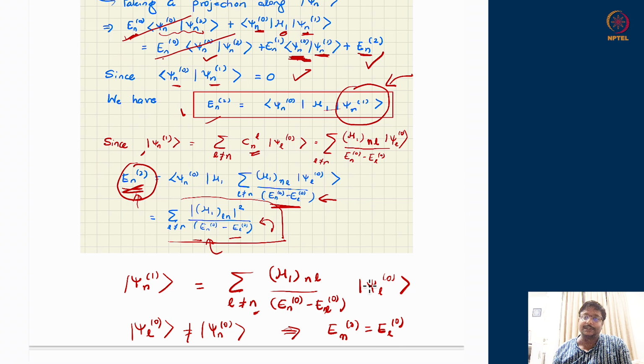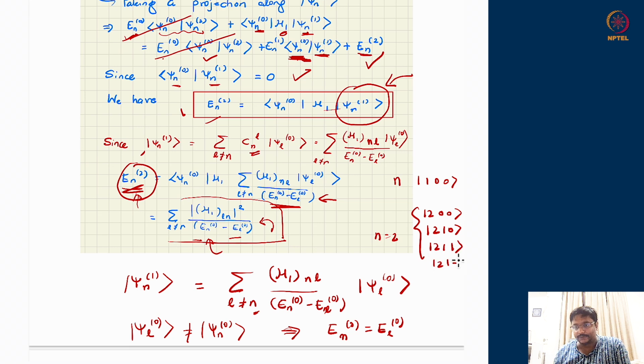We have seen examples like that. For example, in hydrogen atom, we know the ground state is 100 and it has a single state. But first excited state n is equal to 2, actually there are 4 states there: 200, 210, 211 and 21 minus 1. So they have same n values, but they have different L values and M values.